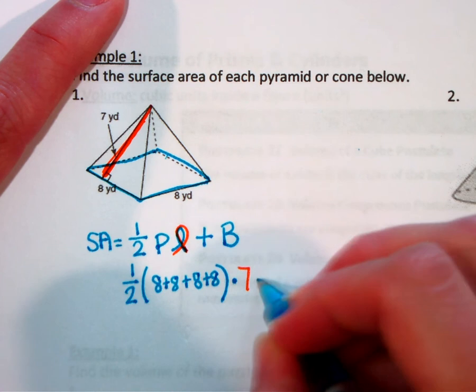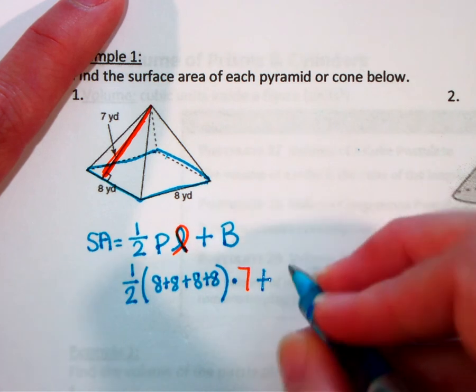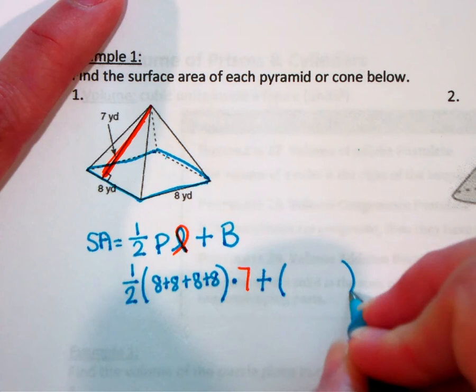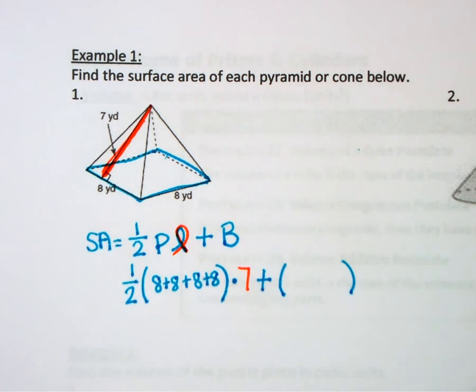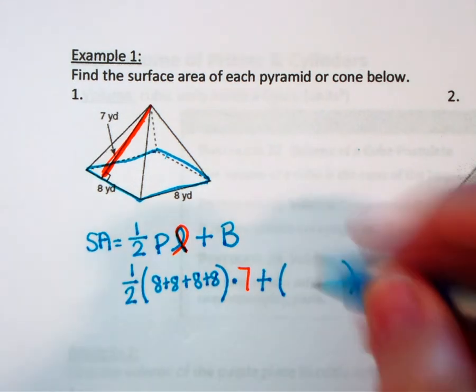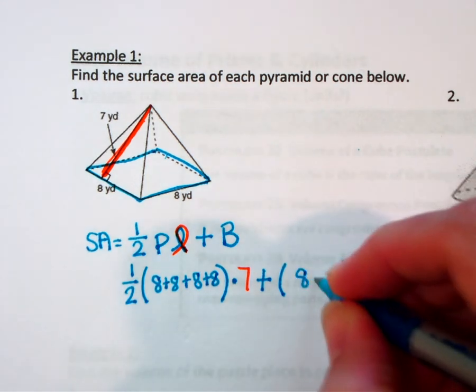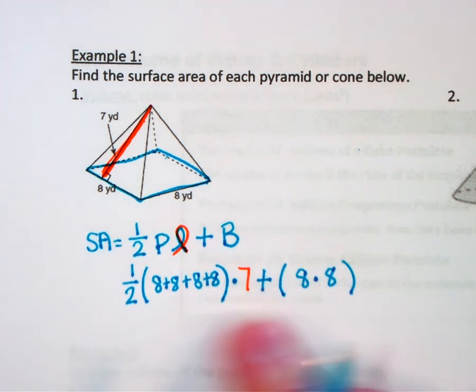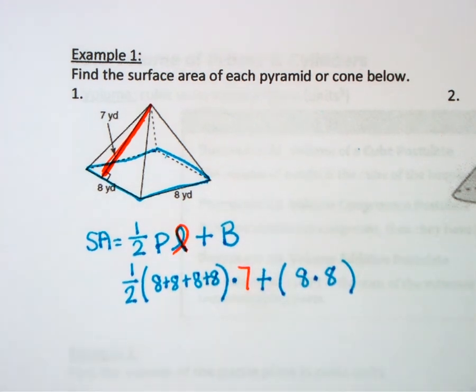Plus, this time it's just 1 base. There will not be a 2 after this because there are not 2 bases. There's just 1 base, and it's the area of that base. This happens to be a square, which is 8 times 8. Okay, now I'm ready to just throw all this into a calculator. This is really the work that has to be there, and then from there, putting it into the calculator.